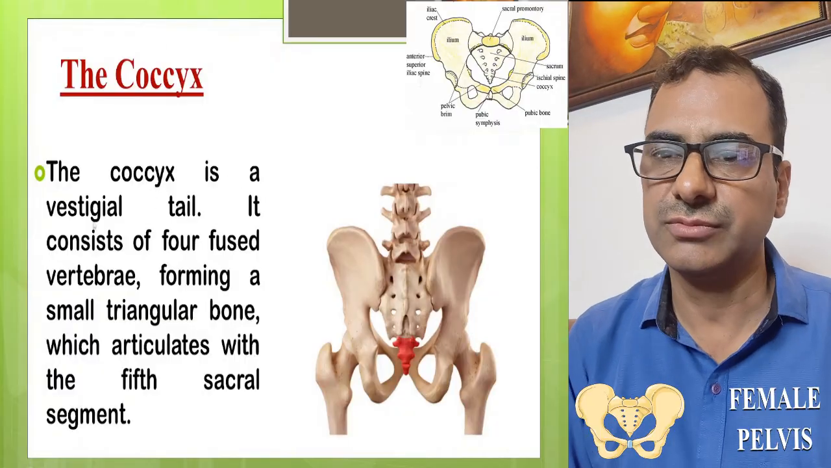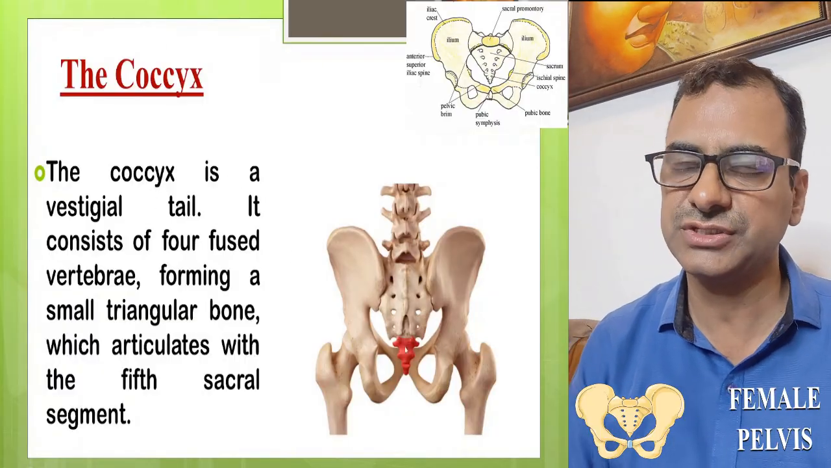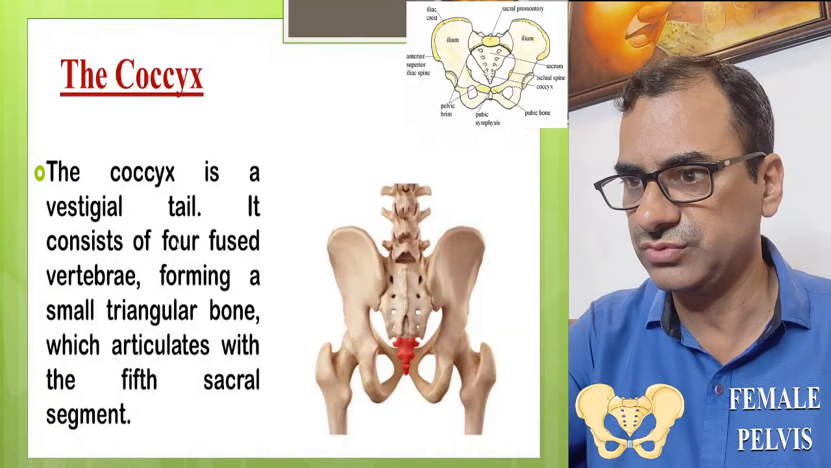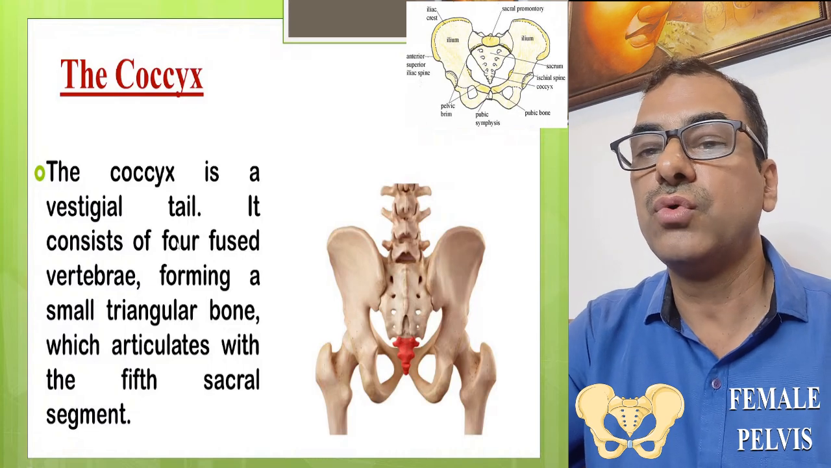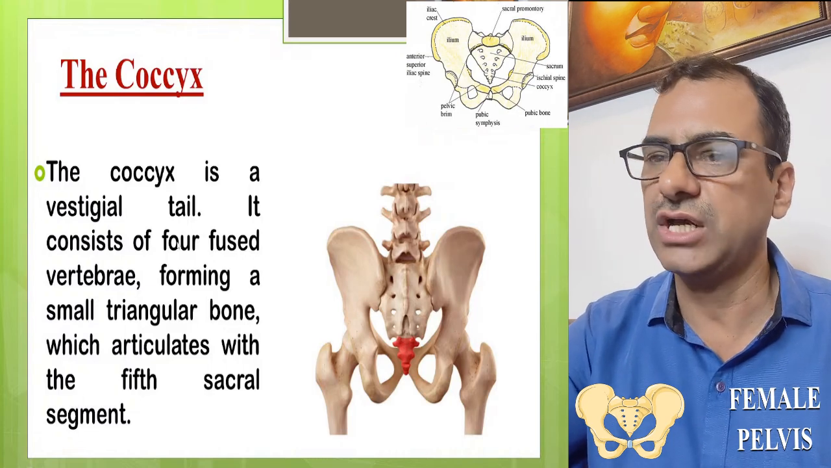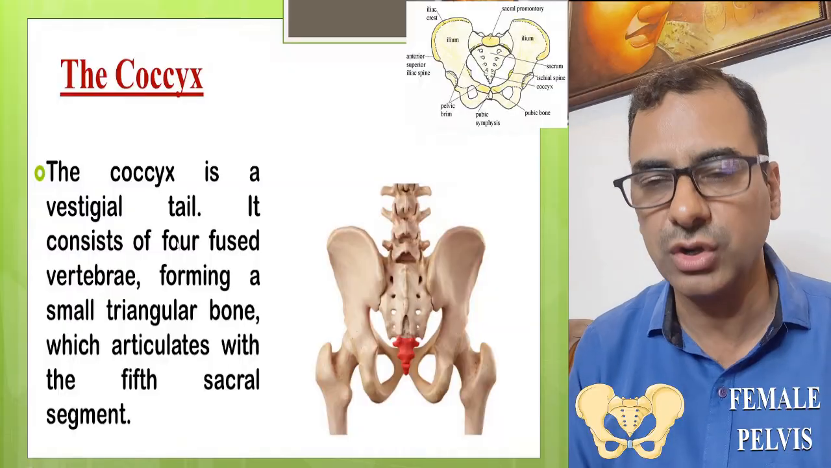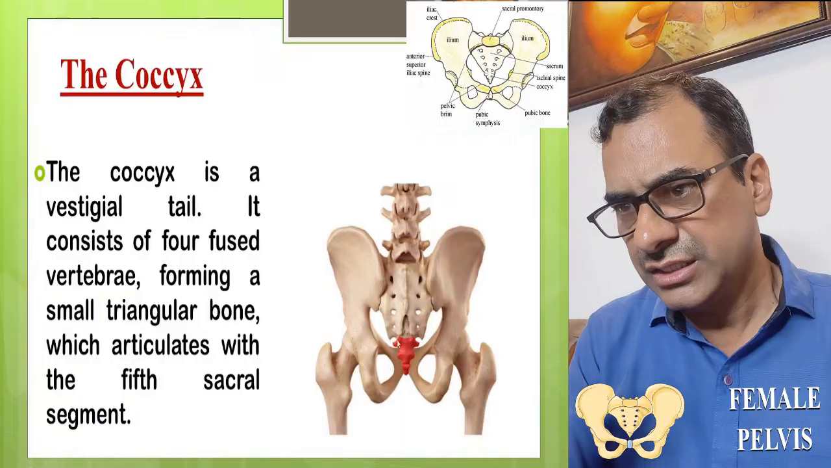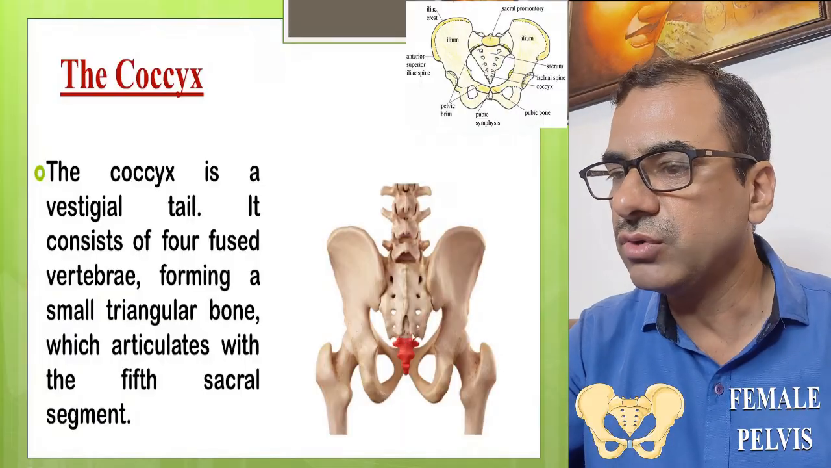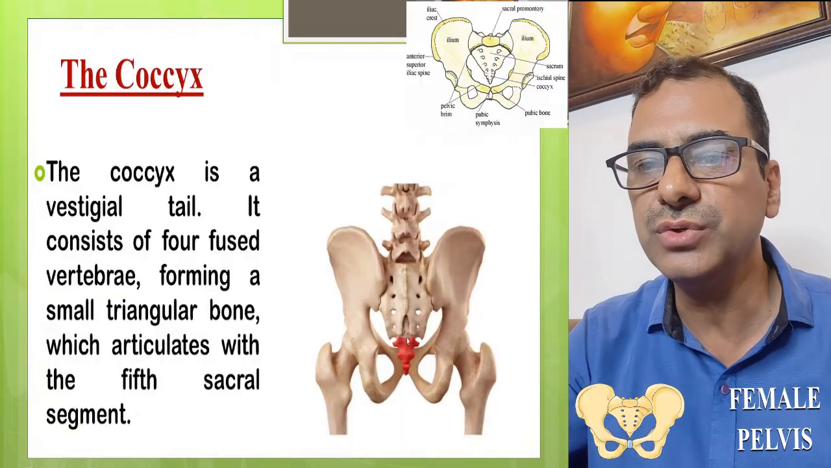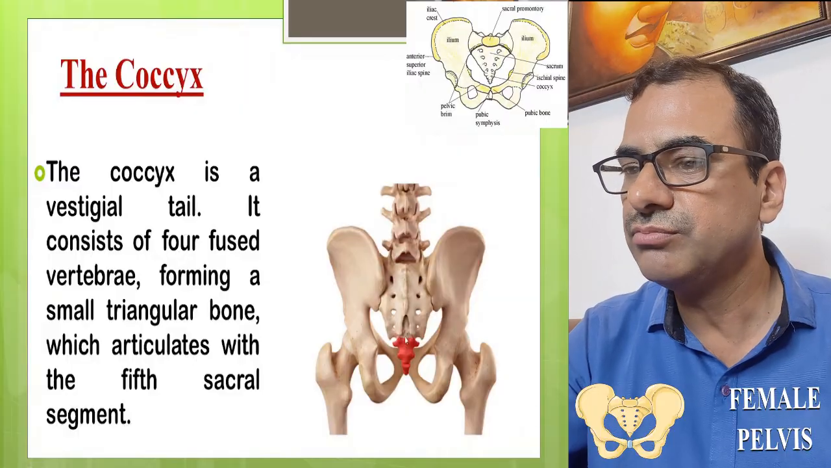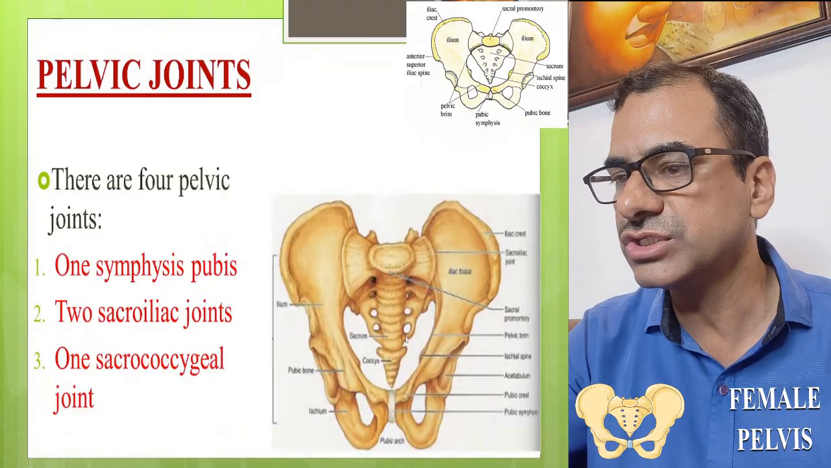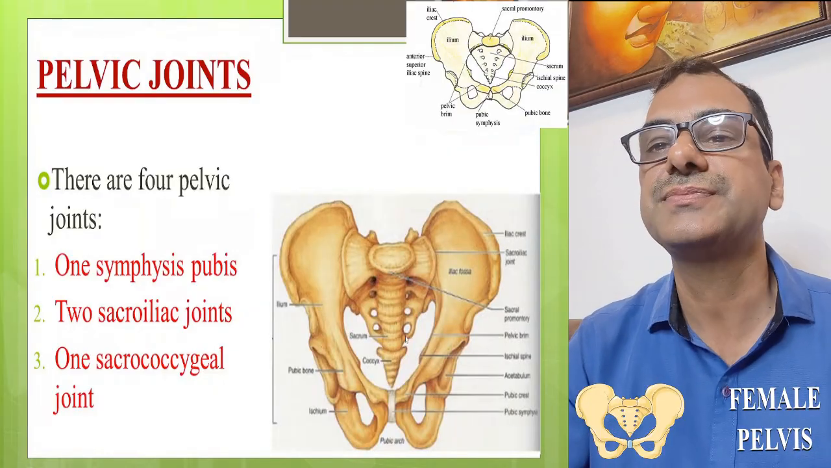Then another bone, the third part, is the coccyx. The coccyx is a vestigial tail. It consists of four fused vertebrae. The last four vertebrae of our vertebral column are fused to each other and known as the coccyx. This coccyx is a small, roughly triangular-shaped bone which articulates with the fifth sacral vertebra. So here there will be the sacrococcygeal joint.